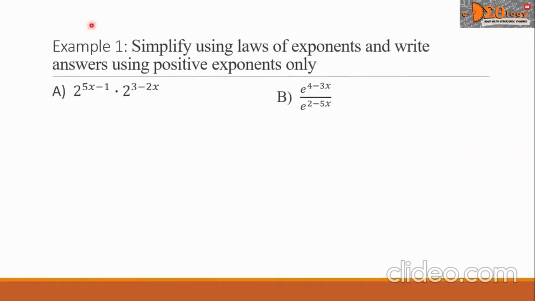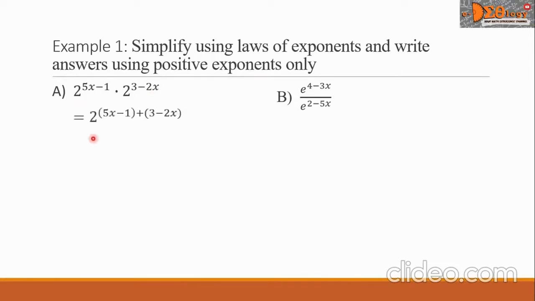Let's go now to sample problems. Example 1. Simplify using laws of exponents and write answers using positive exponents only. We have 2 problems here, A and B. Letter A is 2 raised to 5x minus 1 times 2 raised to 3 minus 2x. So we have here multiplication of exponents with the same base. So what we'll do is simply add the exponents.